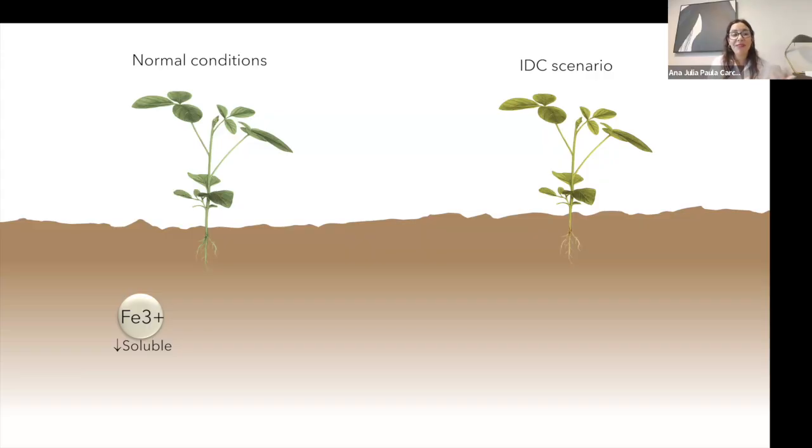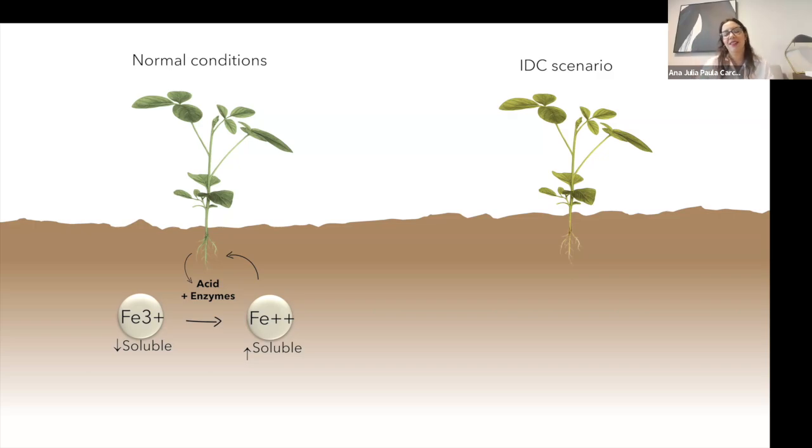Different plants have different mechanisms to try to absorb it. The way that soybeans do it is that they exude some acids and enzymes into the soil. With this, the iron 3+ transforms to iron 2+, which is soluble, and then the plant can absorb it. So this is what should happen in normal conditions, and everything is fine.